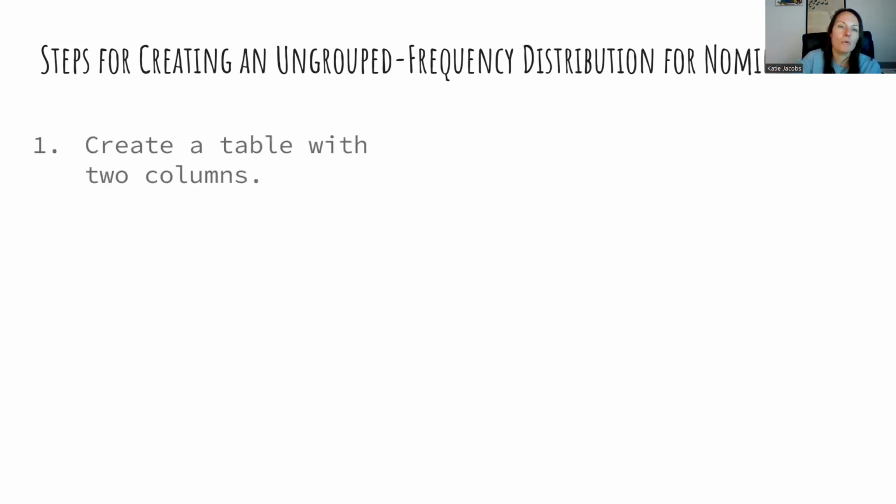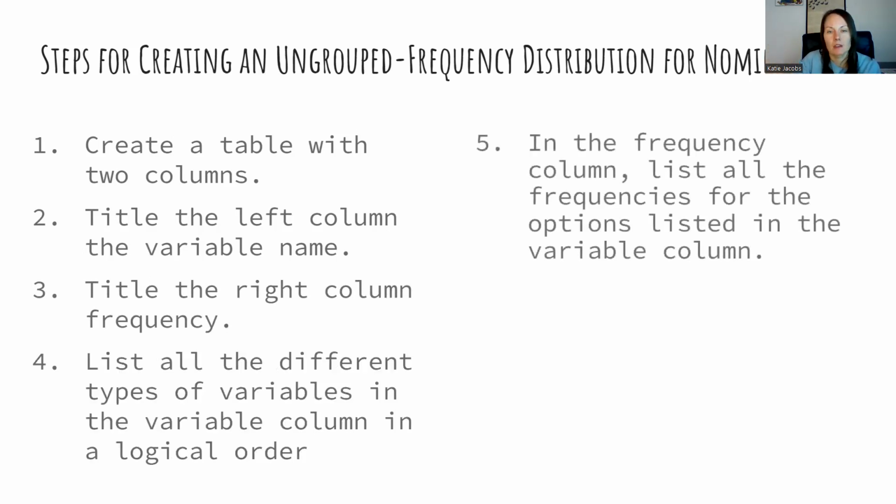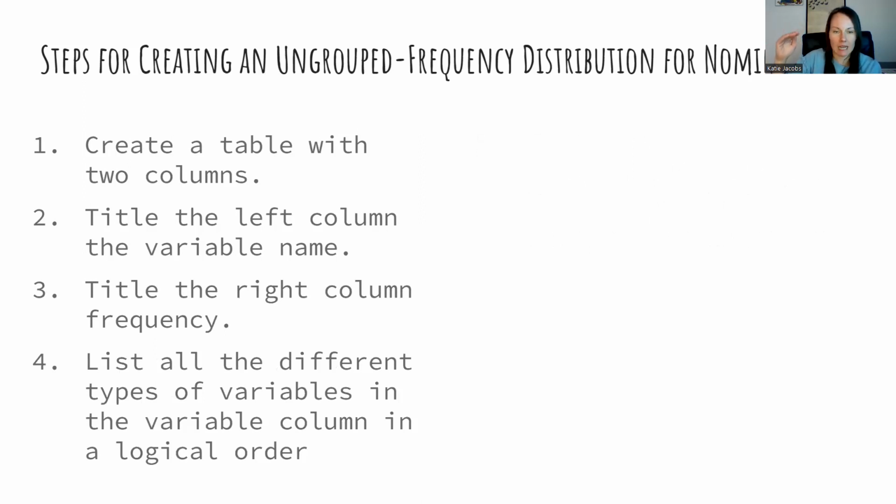All right, so when we do this, we're going to create a table with 2 columns. The column on the left, we're going to name it whatever the variable name is. So for that example of candy bars, we would say candy bars. Then the right column, we will title that column frequency. Then we're going to literally list all the different types of variables in the variable column in a logical order. What do you think a logical order would mean? Most of the time, we're just going to put it in alphabetical order. So if you said alphabetical order, you are correct.